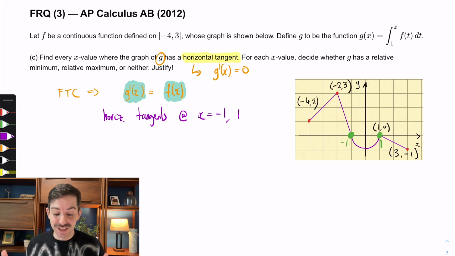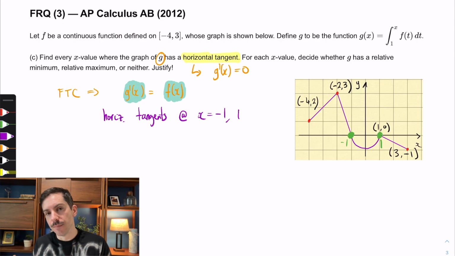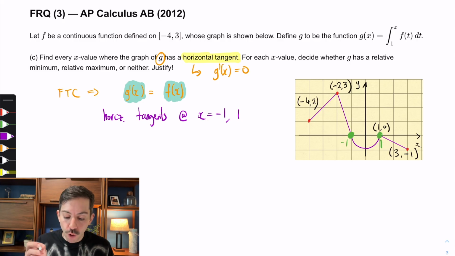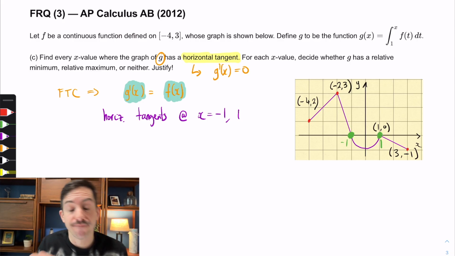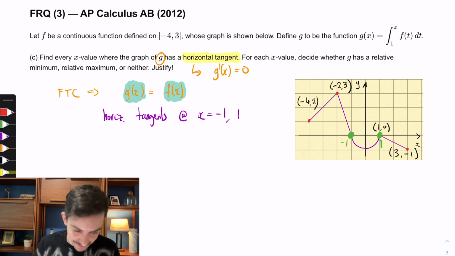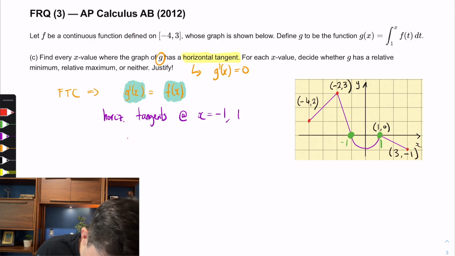Now I need to find what kind of behavior g is showing at these x values. Do I have a relative min, relative max, or neither? Well, for that sort of thing, I know I need to be looking at the sign of g prime. So let's take each point in turn.